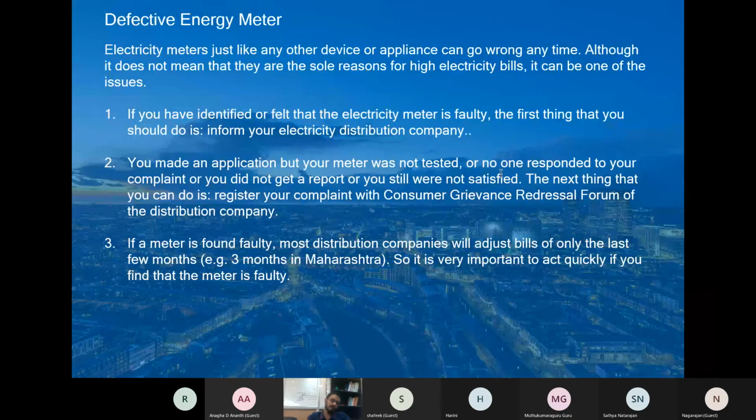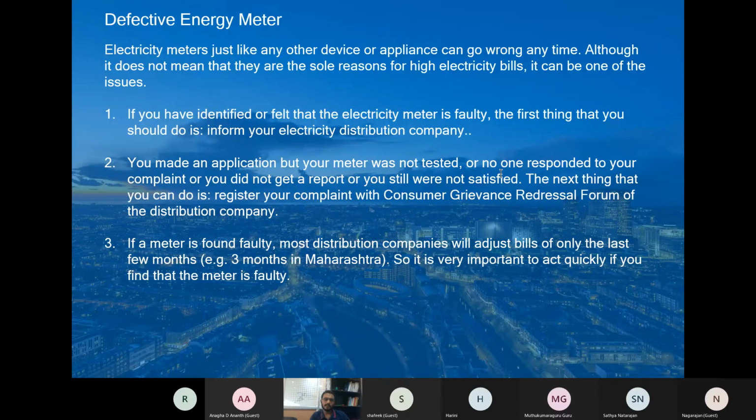So what if your electricity meter gets defective? What all things do you have to do? An electricity meter, just like any other device or equipment, can go wrong anytime; it can't be ruled out. Although it does not mean that it is the sole reason for high electricity bills, it can be one of the issues.